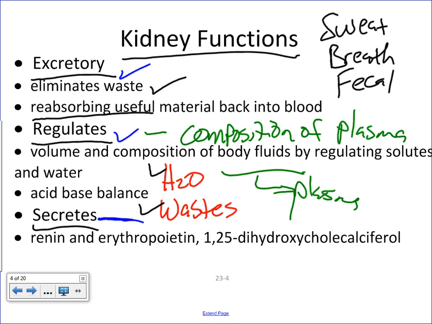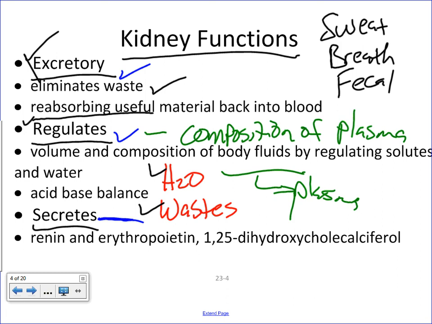At the same time, we also need to secrete excess waste that didn't get filtered out of the blood in the kidneys as well. It's part of the processing aspect in making urine, and you're going to see all this much later on. So the kidney's primary job is excreting waste and regulating body water levels.